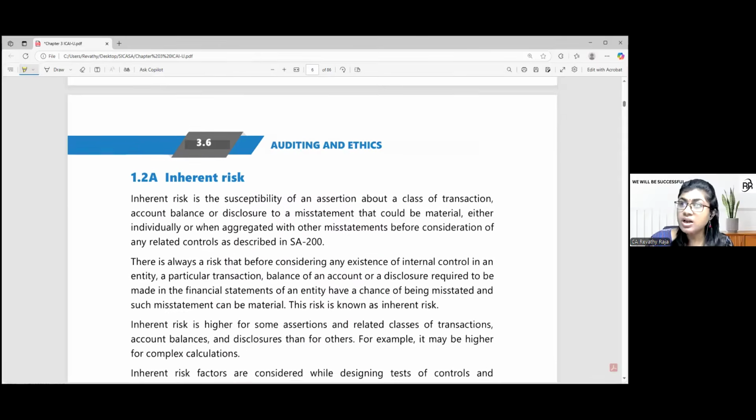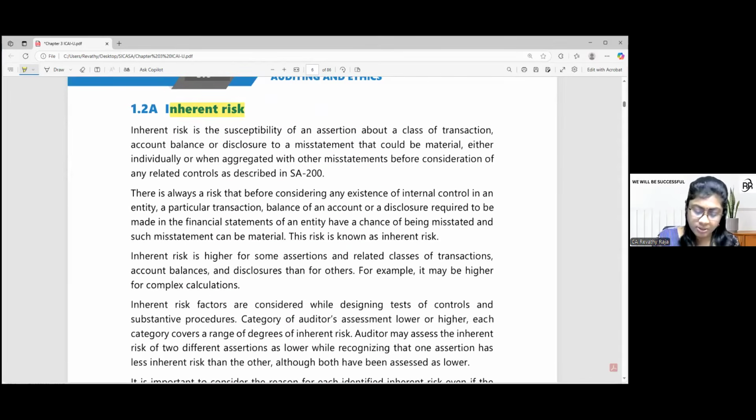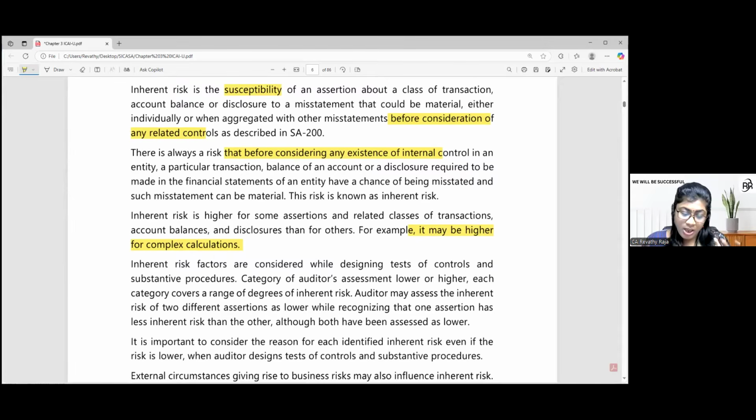Okay. Third. Now they are saying about IR. What is IR? IR is, we said, susceptibility. Same definition only. Susceptibility of a class of transaction to misstatement before considering any control. So here, before internal control, misstatement can come. Didn't we say these examples when I asked you about complex calculations? You asked me, complex calculation, how? Then I said it is IR. Auditor has to assess inherent risk.